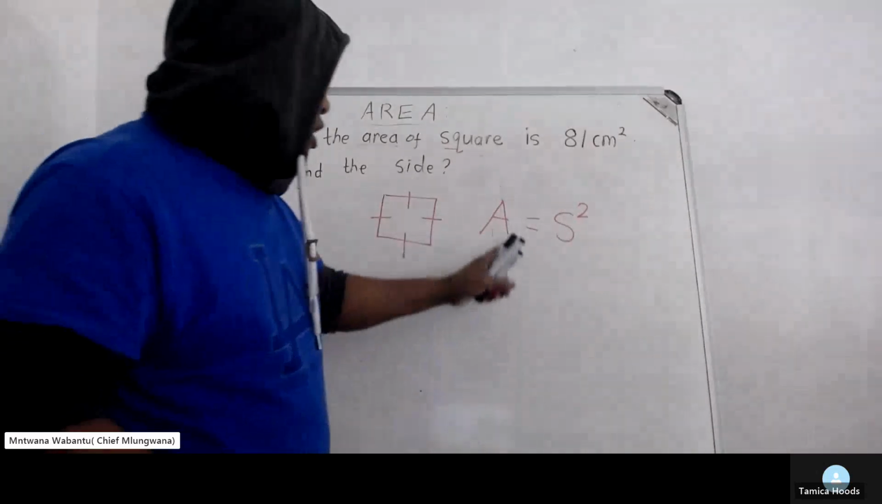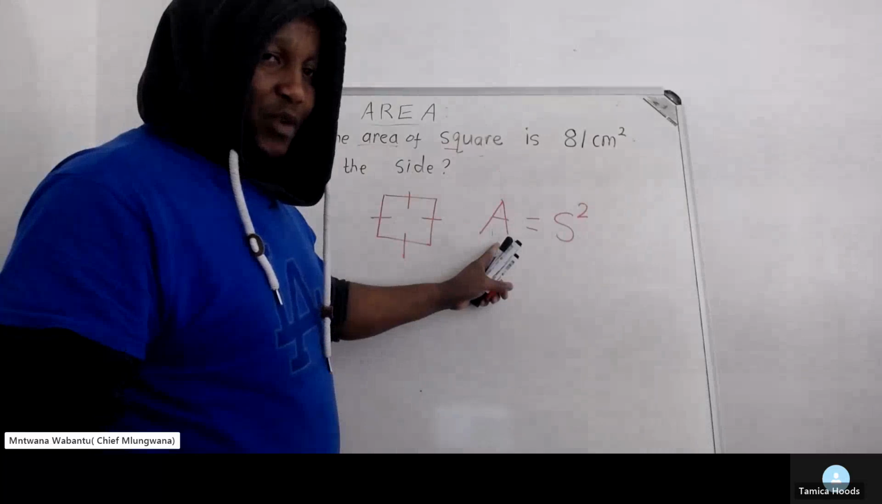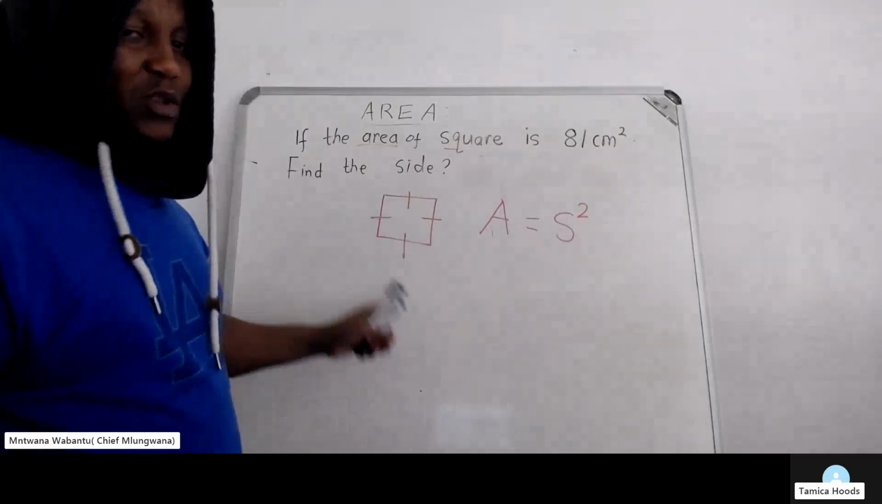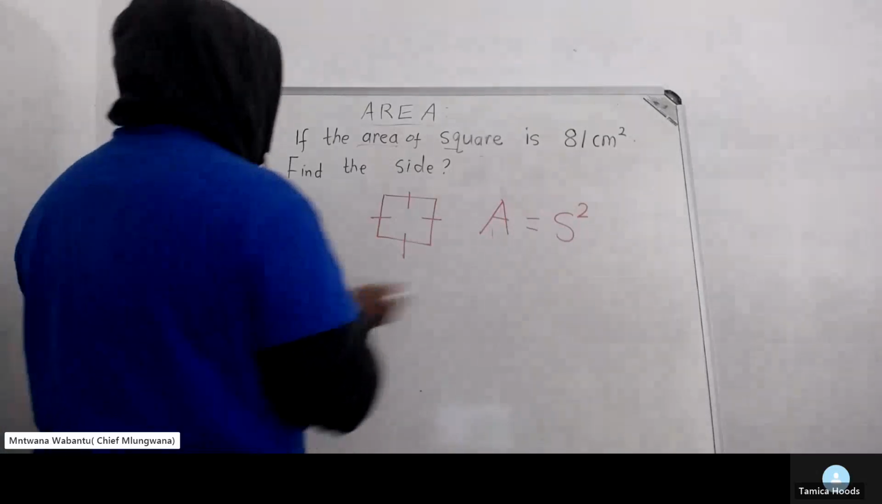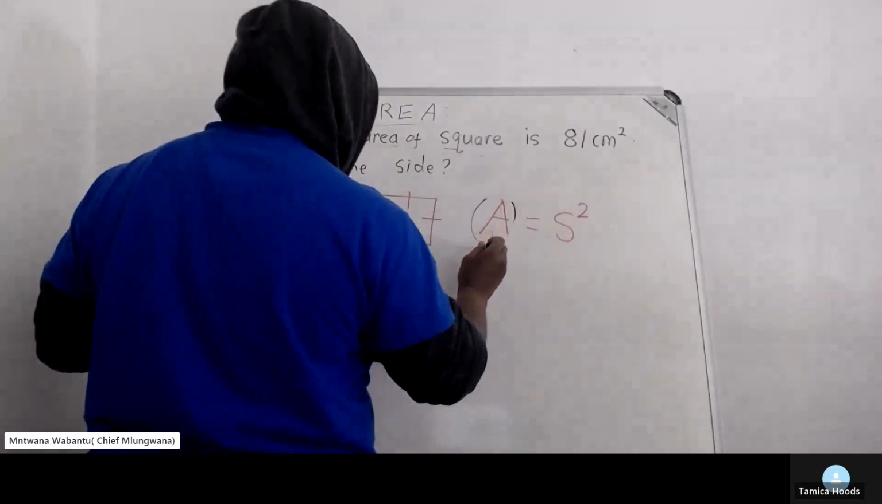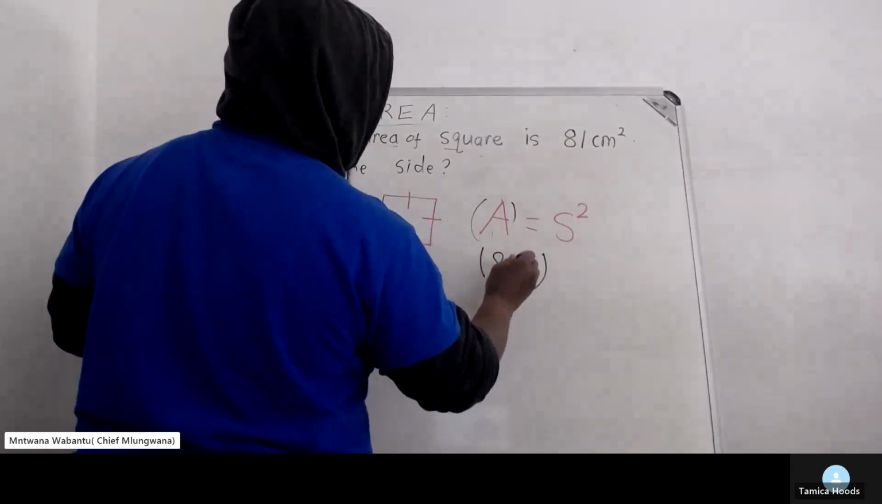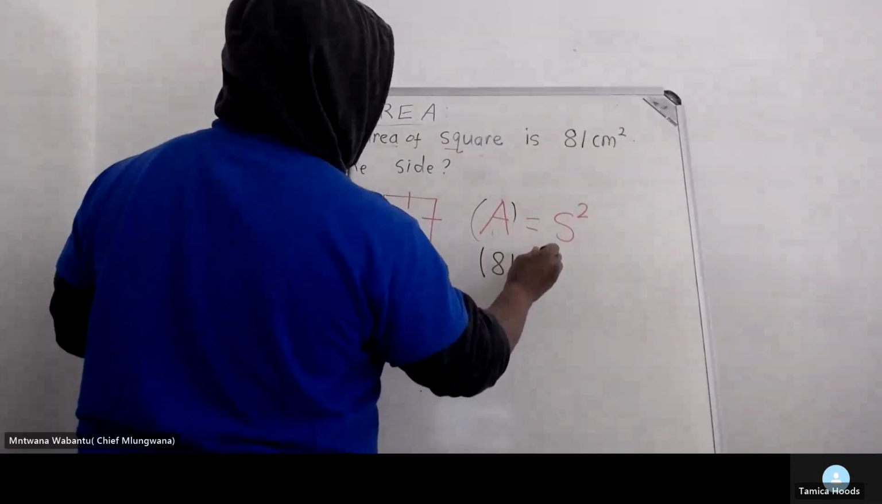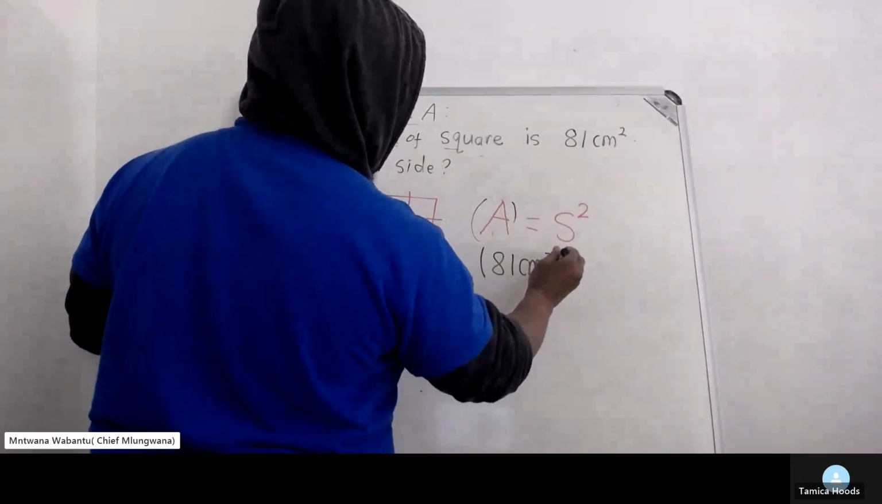But what data do we have? Do I have an area? Did you read the question carefully? We do have an area. So since we have an area, I'm going to replace this area with what I have, which is 81 centimeter squared. You understand what I'm saying?